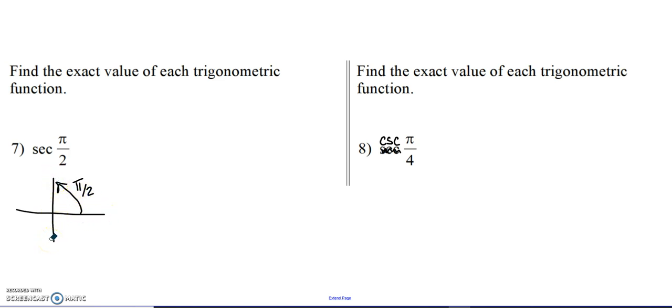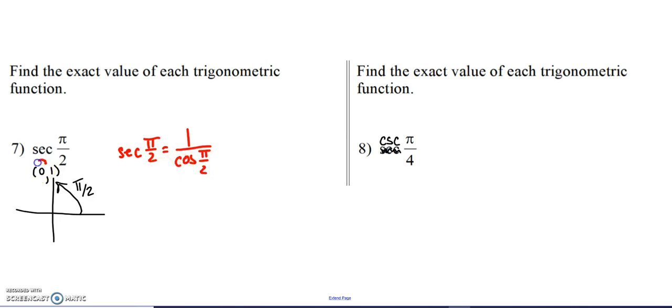That's pi over 2. And if we think about what the coordinate point is there, our coordinate point is 0, 1. All right, so now we know where we are and we know the coordinate point. So let's think of, well, our secant of pi over 2 is equal to 1 over, we think what's the reciprocal function? Well, that'd be cosine of pi over 2.